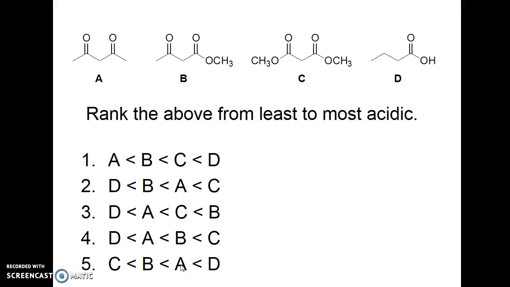That would give us this. Then B is one ketone and the other is an ester, so that would be next. And then C is the diester. So 5 is going to be the correct answer.